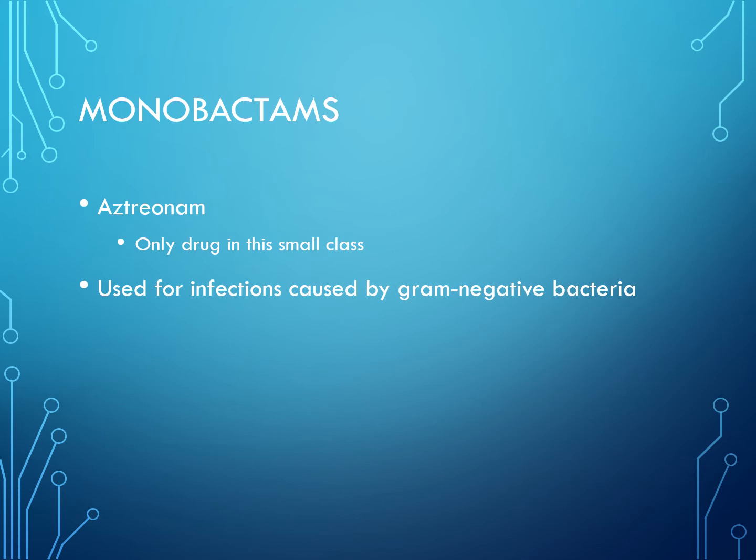Next are the monobactams. Aztreonam would be the only drug in this small class of drugs, and it's going to be used specifically for infections caused by gram-negative bacteria. And these are safe for use in patients who have an allergy to the other beta-lactams, like a penicillin allergy. And these can be used by intramuscular or intravenous injection.